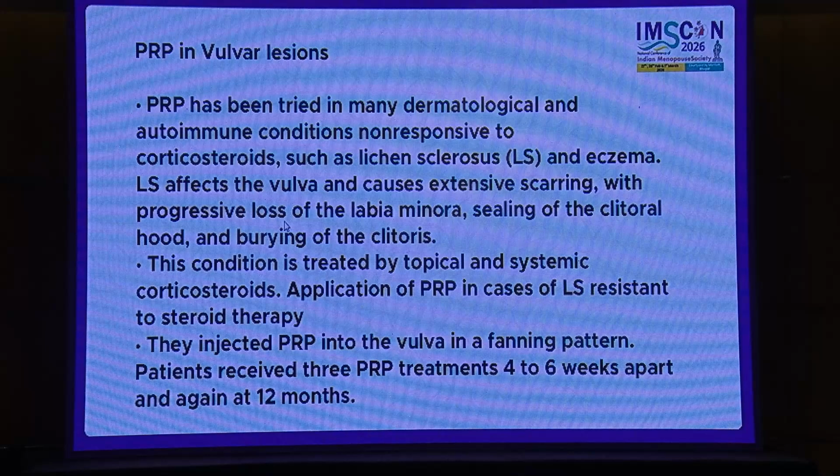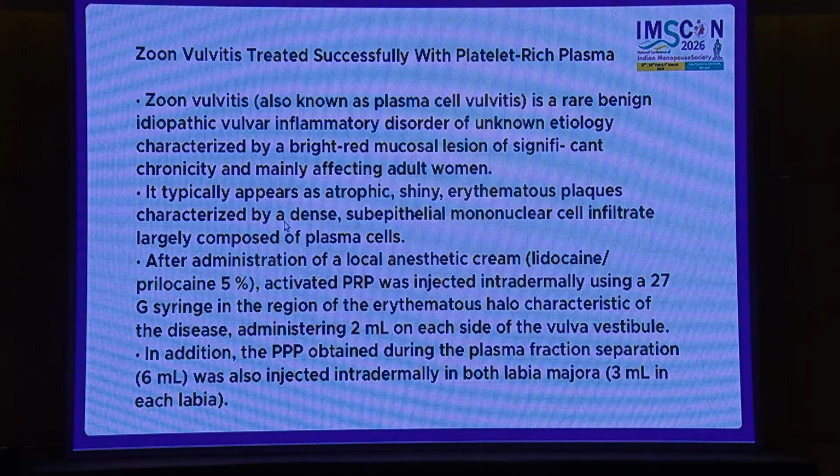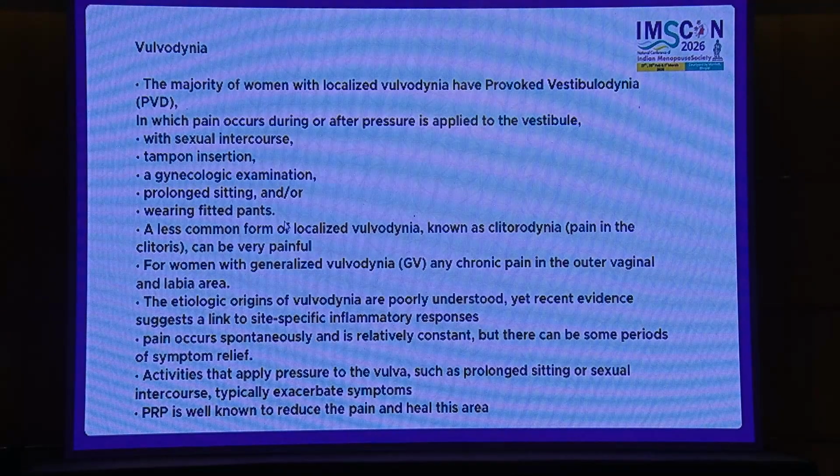I'll not go into detail of all the things, but PRP in the vulval region is very effective. It is injected in the vulva in a fanning pattern. The patient receives 3 PRPs 4 to 6 weeks apart and again after 12 months. And this gives a very good result in lichen sclerosus, as well as in vulval reconstruction after vulval cancer. There is Zoon's vulvitis. It is also a very rare disease, but if nothing works, then we have to give PRP. Vulvodynia, PRP is very good. One of my previous speakers told you about that.